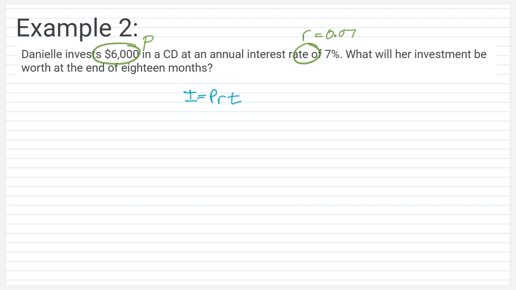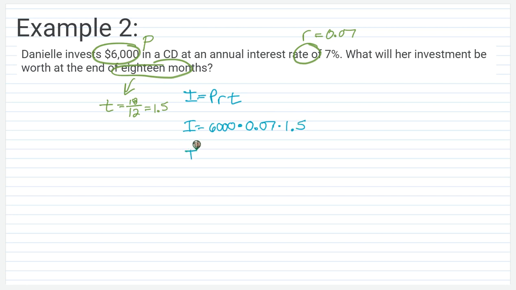Well, 18 months, that is our time. However, time in our formula has to be in years. So if we rewrite this, our time, we can do 18 divided by 12 to figure out that this is going to be 1.5 years. So that's the value that we're going to want to use inside of our equation. So plugging in, again, everything that we just identified, interest is going to equal $6,000 multiplied by our rate of 7 hundredths, again written as a decimal, multiplied by our time in years, which was 1.5.